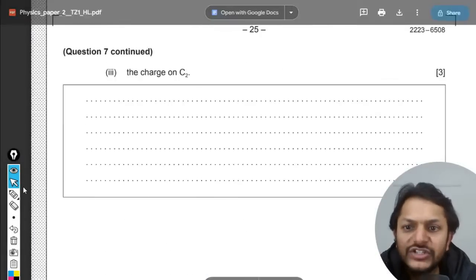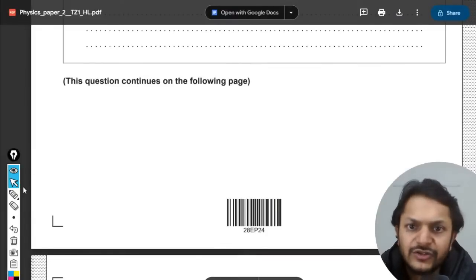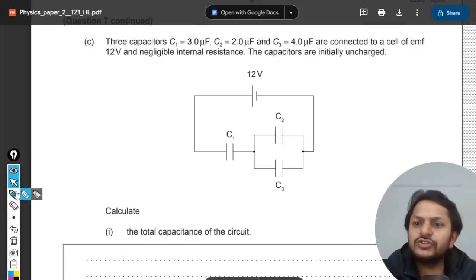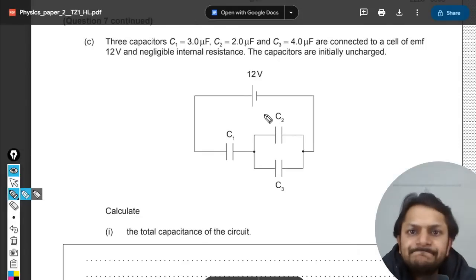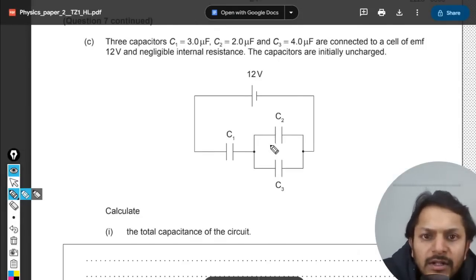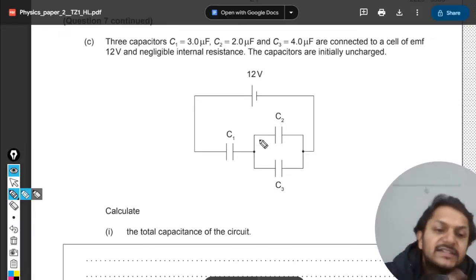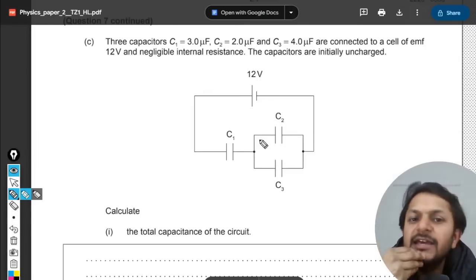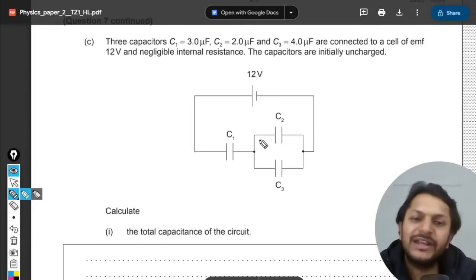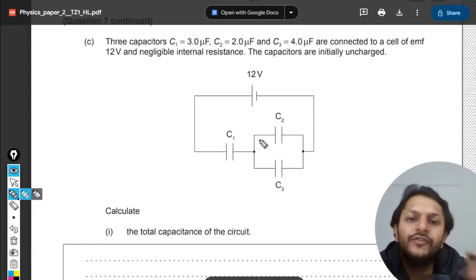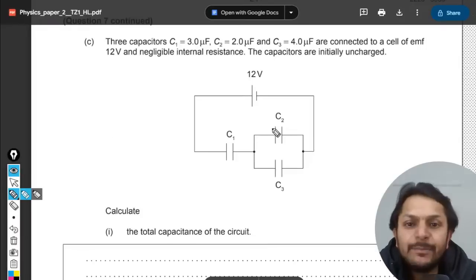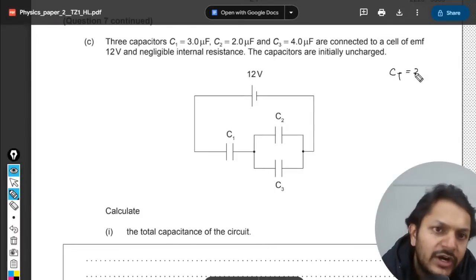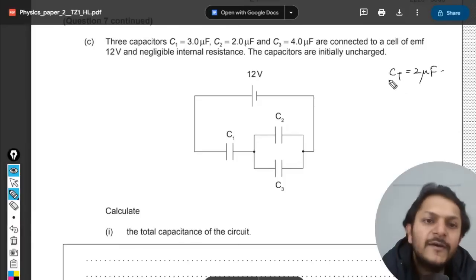The charge on C2. Okay, I think that should be the last part. So we want to find the charge on C2 now. Well, this is one of the hard questions, I would say, because in this we have to follow the complete process. There is no shortcut. And what is that? Step number one is that we must know the total C equivalent or C total. That we already know, by the way, which is 2 microfarad.